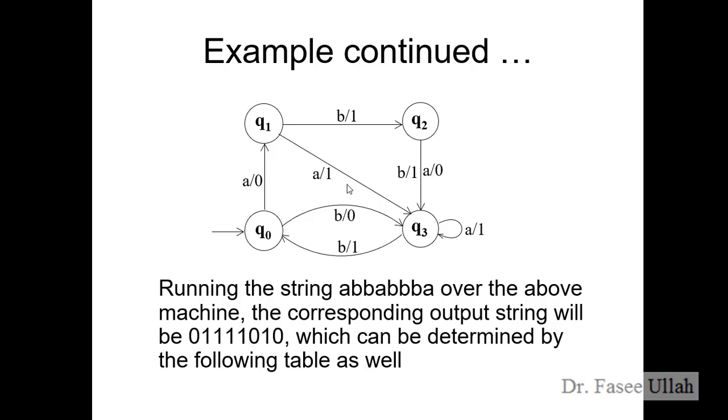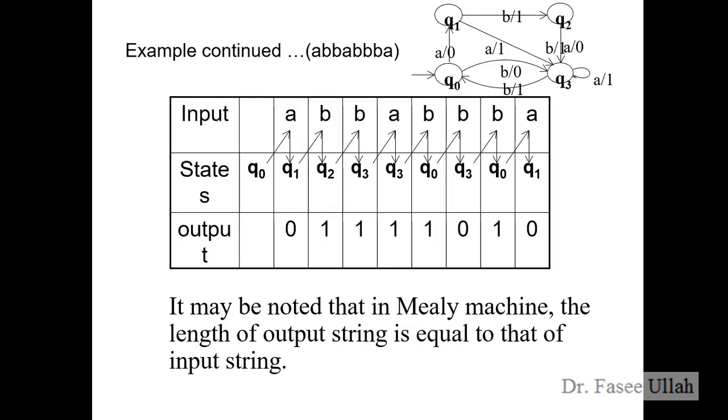So how can we obtain such a thing? Let's see in the next slide. Keep in mind the running input value in this diagram, again A, B, B, A, 3 times B and A, right? So we have the same table as we know from the Moore machine.